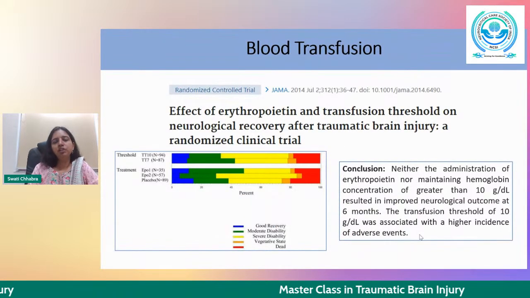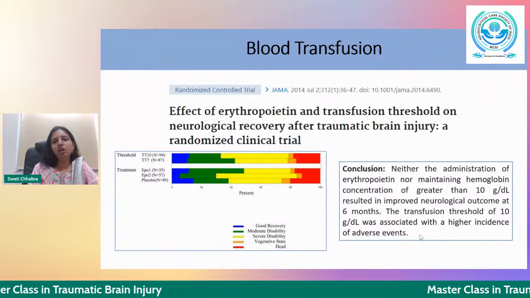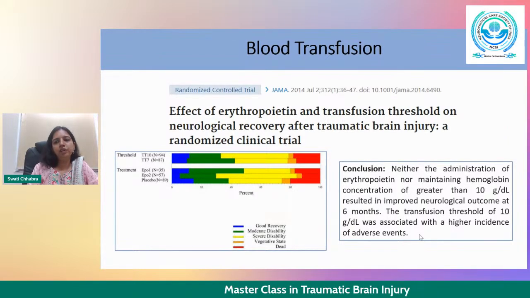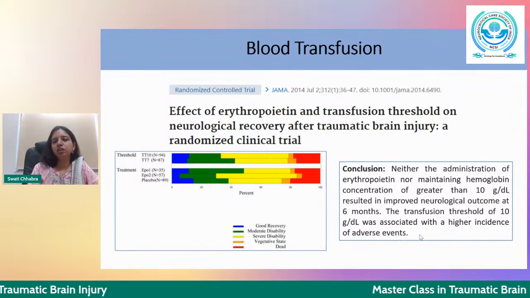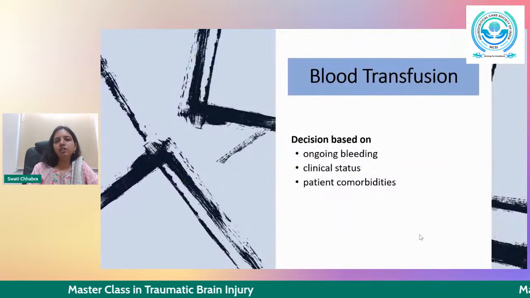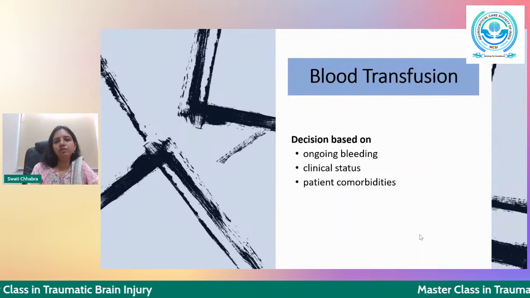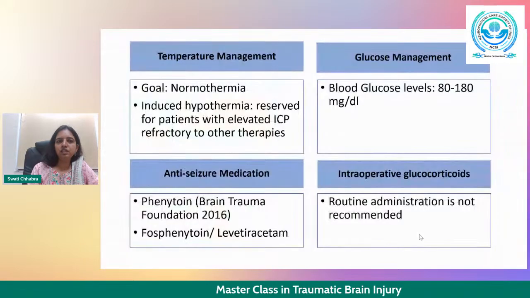Coming to blood transfusion, a 2014 study published in JAMA demonstrated that neither the administration of erythropoietin nor maintaining liberal hemoglobin levels of 10 grams per deciliter improved neurological outcomes at 6 months. So a transfusion threshold of 10 grams per deciliter was associated with a higher incidence of adverse events. So the decision for blood transfusion should be based on ongoing bleeding, clinical status, and patient comorbidities.